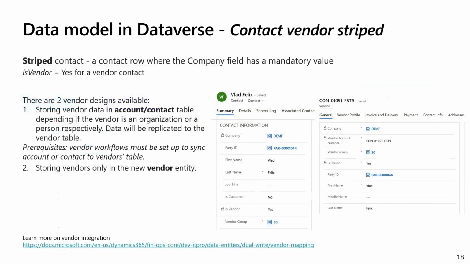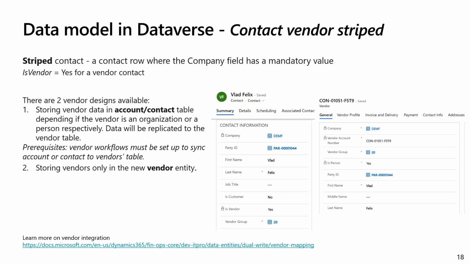If we want to create a vendor of type person, we also need to create a contact where we set the is vendor flag to yes. This will also make the company field mandatory. This is the second type of striped contact. So we can have either customers or vendors as striped contacts.